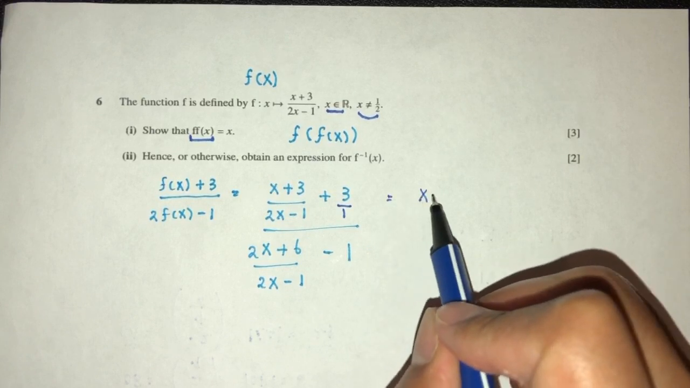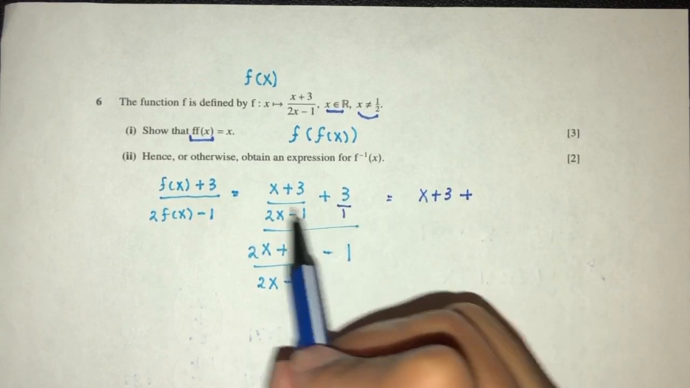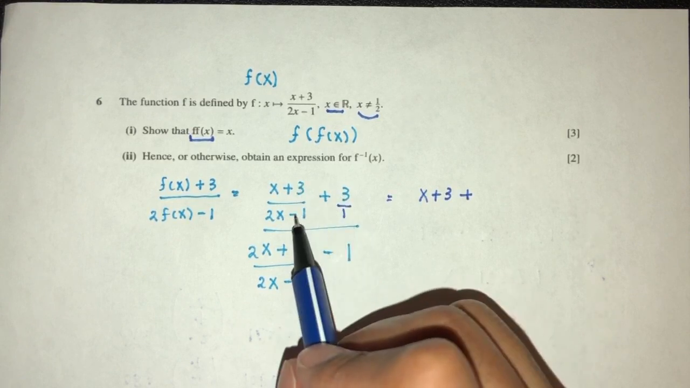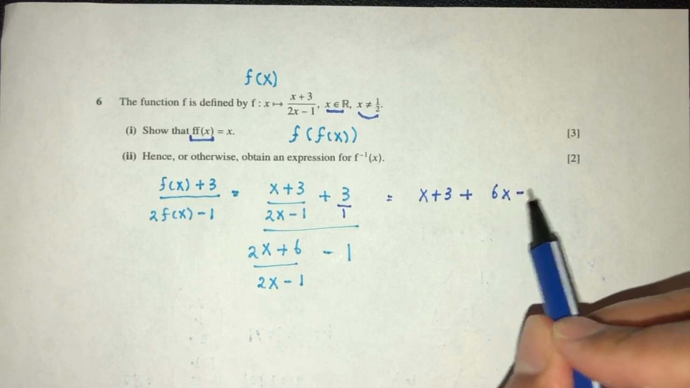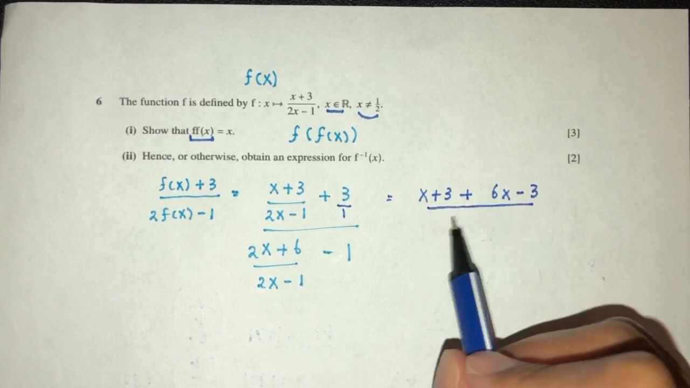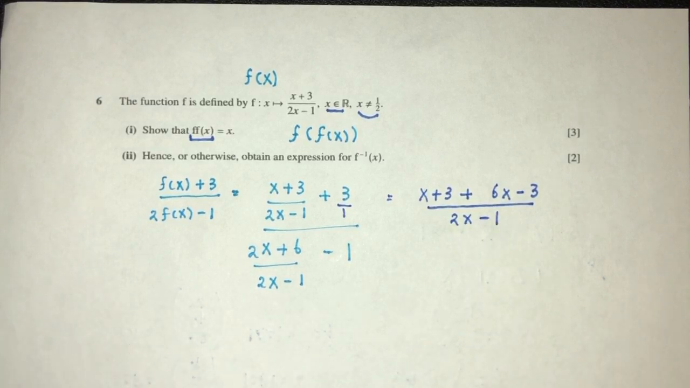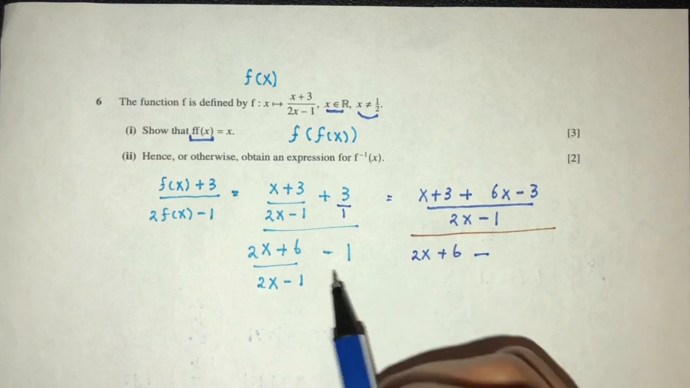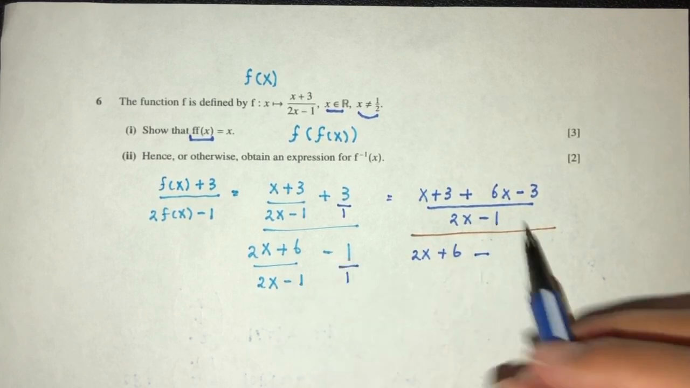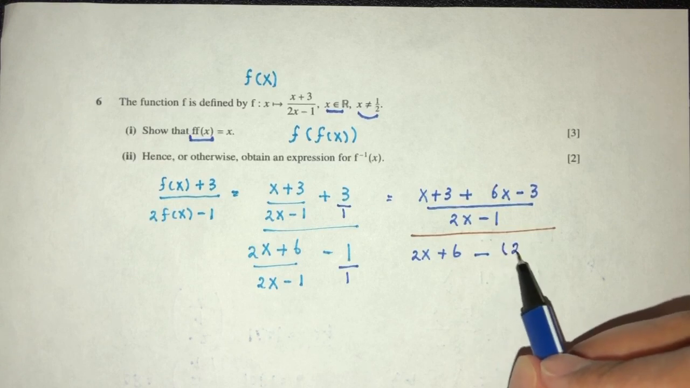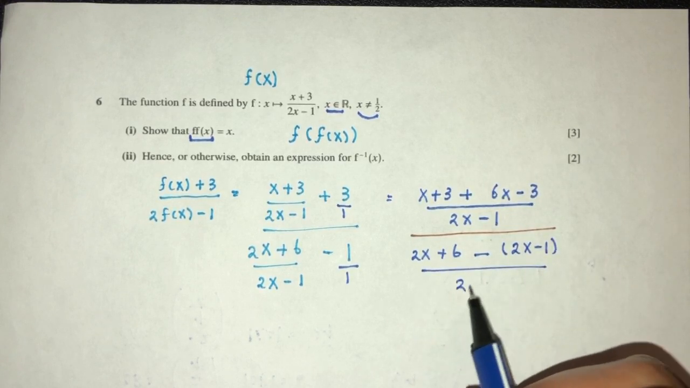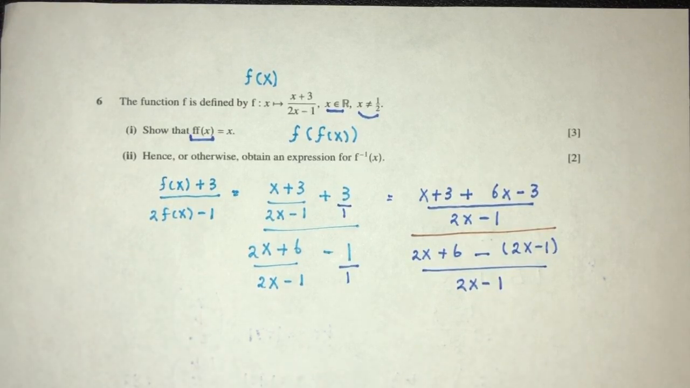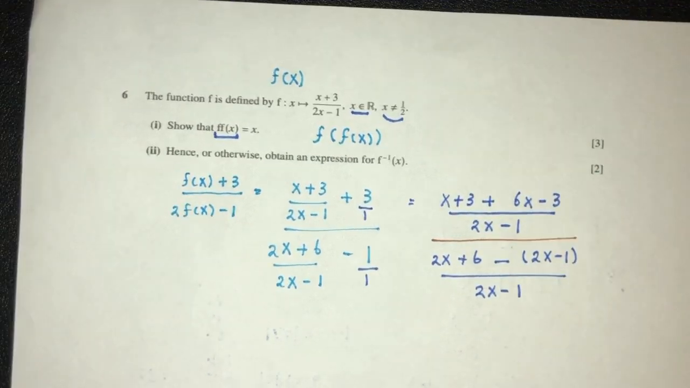That will become x plus 3 plus, so we can cross multiply. That will become 3 times 2x minus 3, and that will be over the value of 2x minus 1. Okay, that's the first step. Now, same step here. Here we have 2x plus 6 and minus, so we can just cross multiply here. That will become the value of 2x minus 1 over here, over 2x minus 1. Obviously, because the bases are the same, or let me do that later. Let me first try to simplify the top first, so we don't confuse you guys.